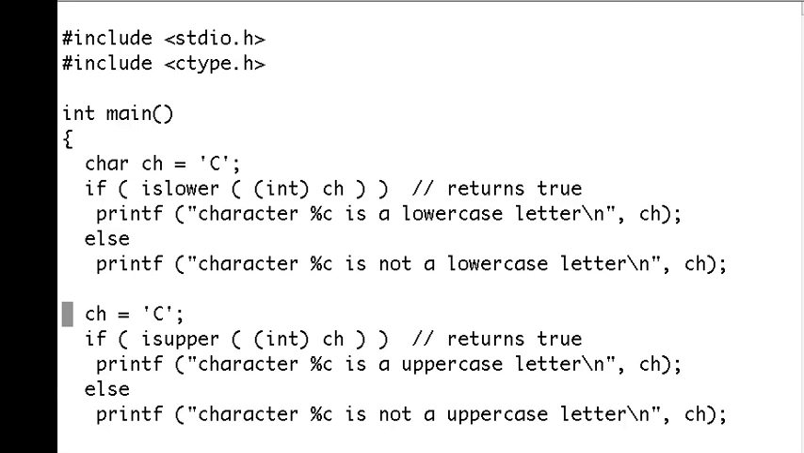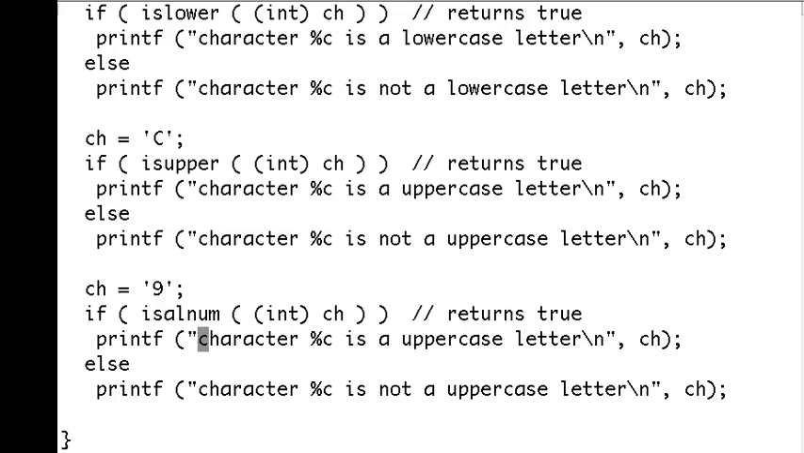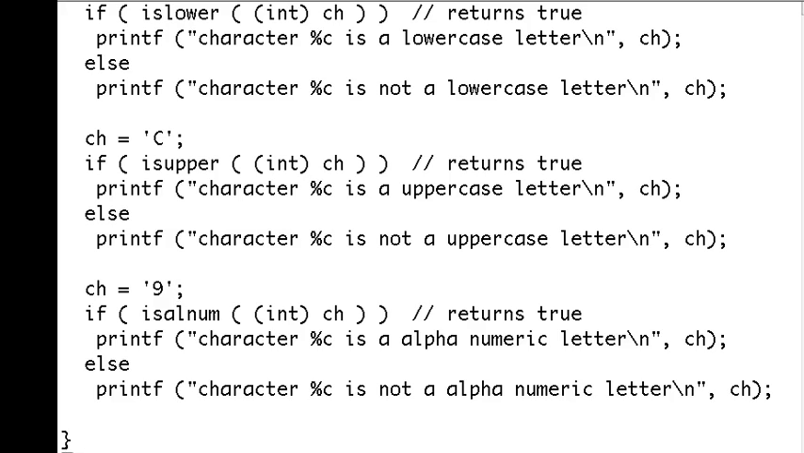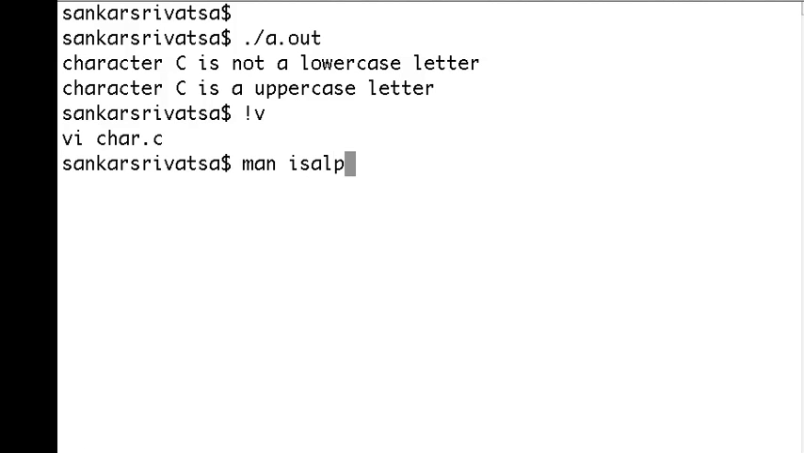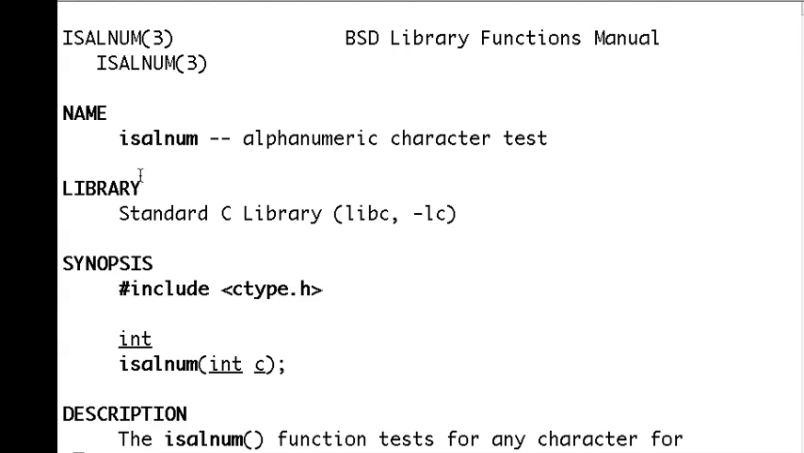Let's say I give a char, say 9. The function is called isalnum, alphanumeric. Let's check it out. man isalnum. Okay, isalnum, alphanumeric character set.